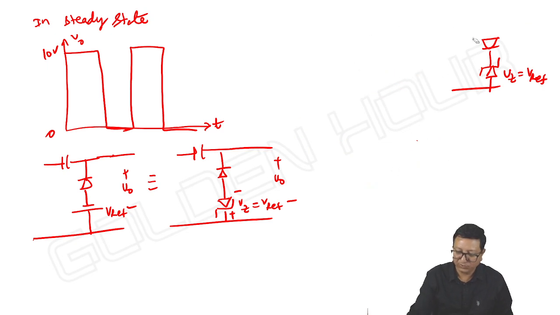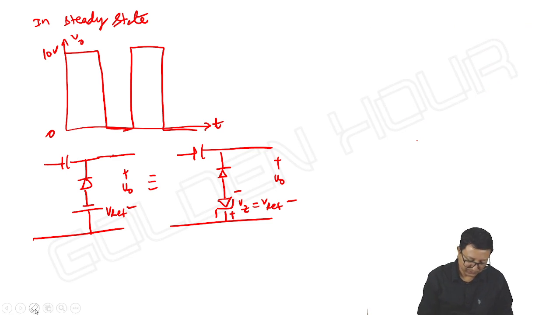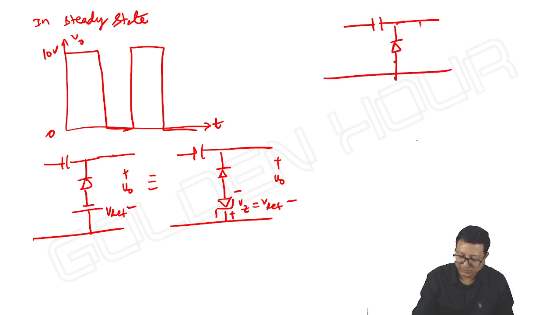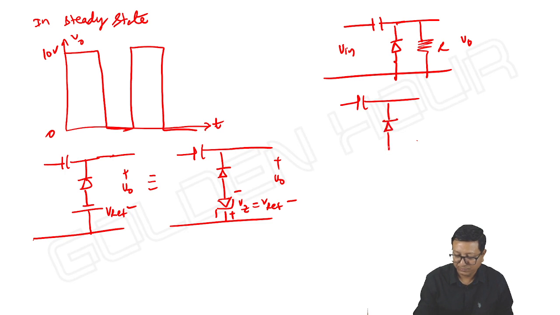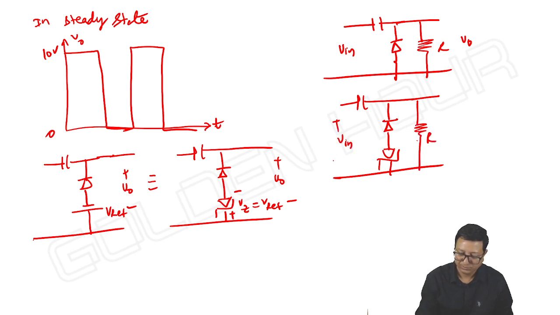And a more practical version means we can have the resistors as well. The first circuit is this one, and the second circuit is this. That's it.